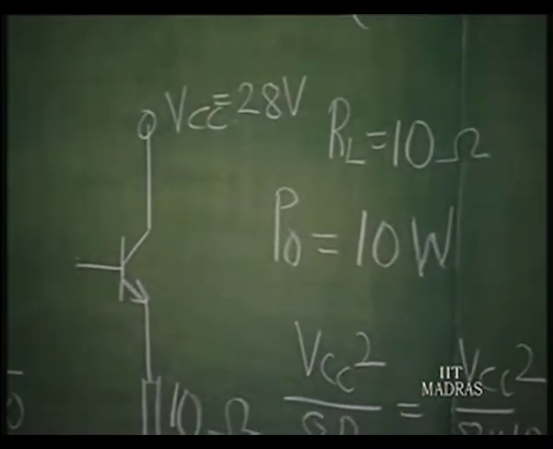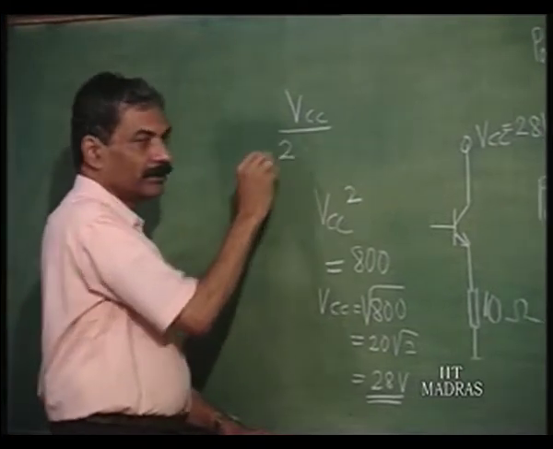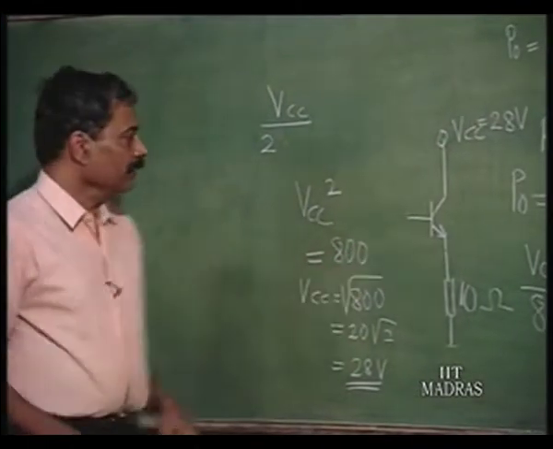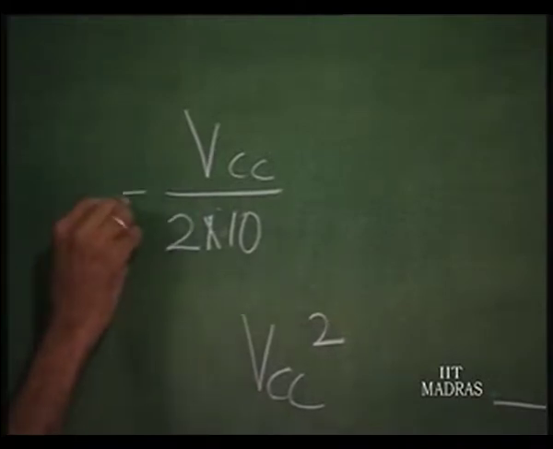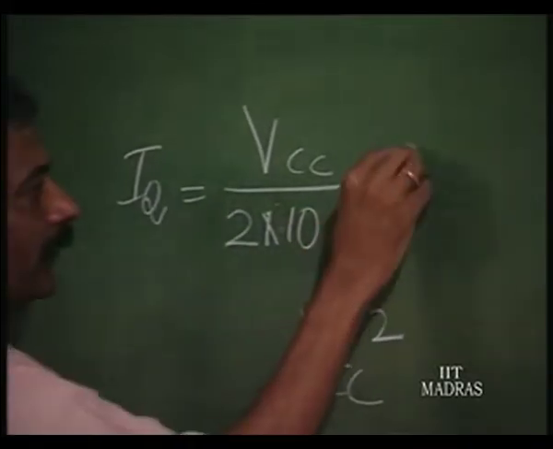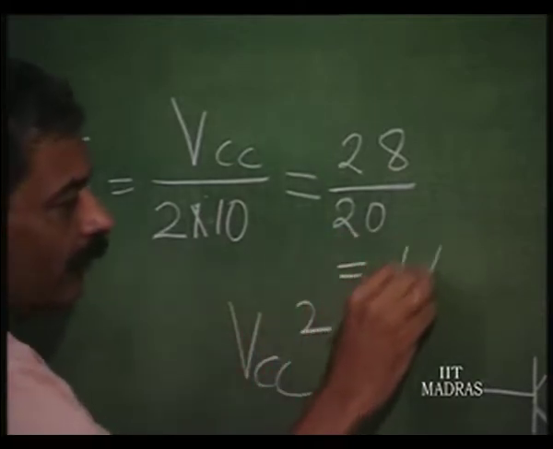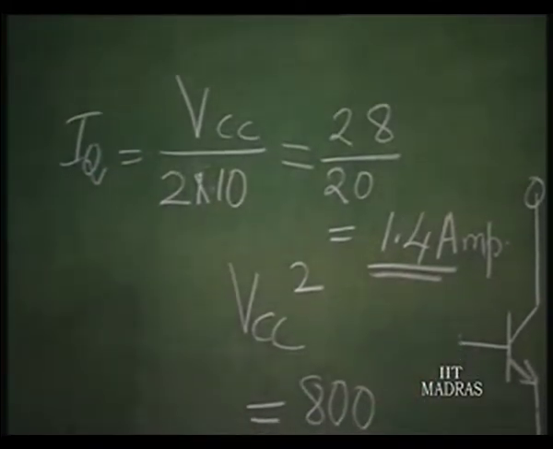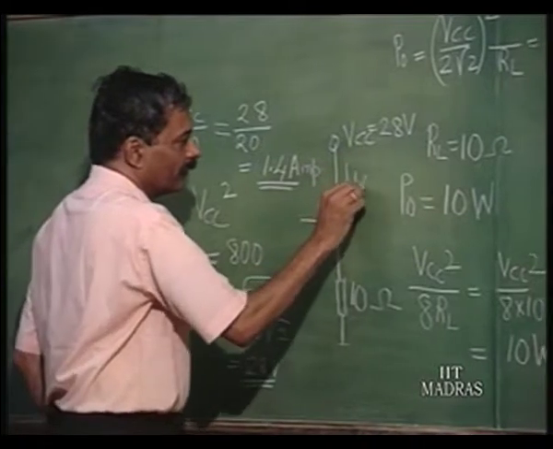What is the quiescent current, we would like to know. So, VCC by 2 is the quiescent voltage at this point, that divided by 10 ohms, that is going to be the IQ. Is it clear? VCC is already known as 28 volts, by 20. So, you have to operate it at 1.4 amperes. So, in order to get 10 watts output, our quiescent current should be 1.4 amperes.